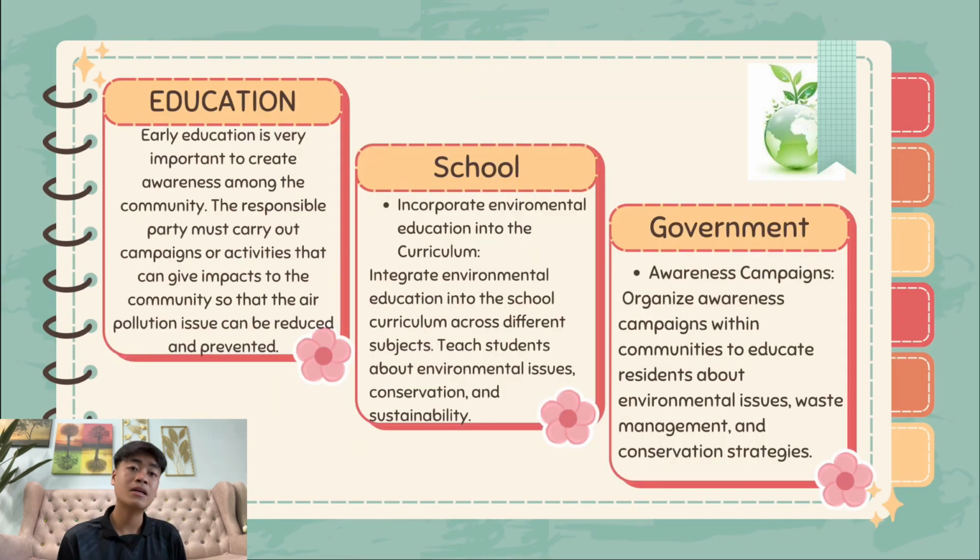Thirdly is education. So, early education is very important to create awareness among the community. The responsible party must carry out campaigns or activities that can give impact to the community so that the air pollution issue can be reduced and prevented.